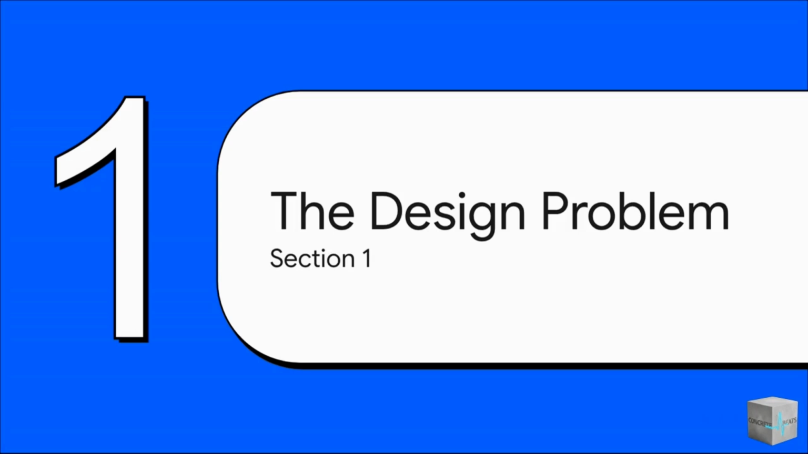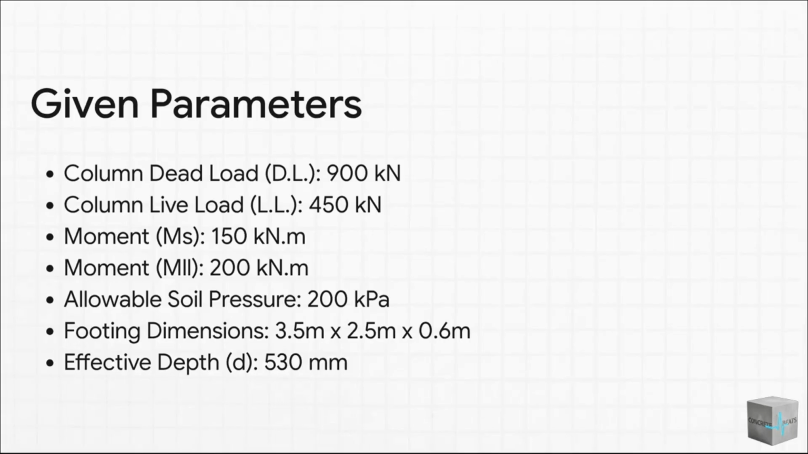Okay, first things first. Every solid engineering design begins with a crystal clear understanding of the problem and all the parameters we're working with. Here's what we've been given. We've got the loads coming down from the column, both the permanent dead load and the variable live load. There are also moments trying to twist the foundation. The ground itself can only handle 200 kilopascals of pressure.